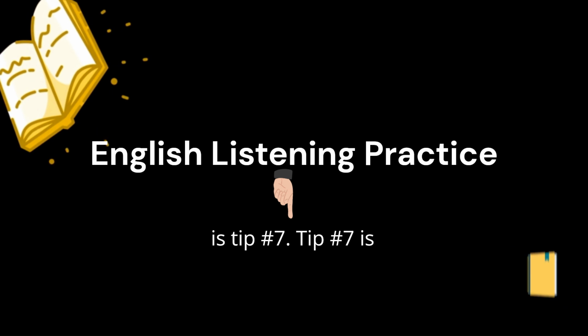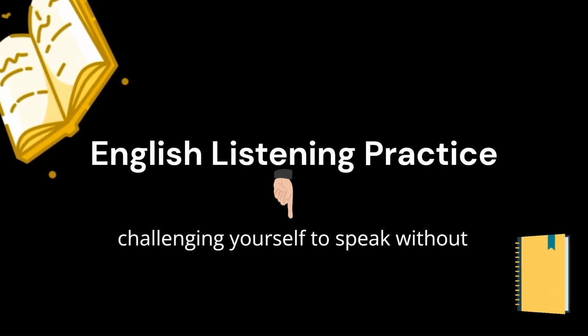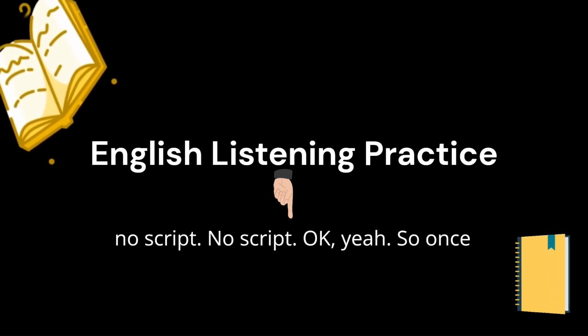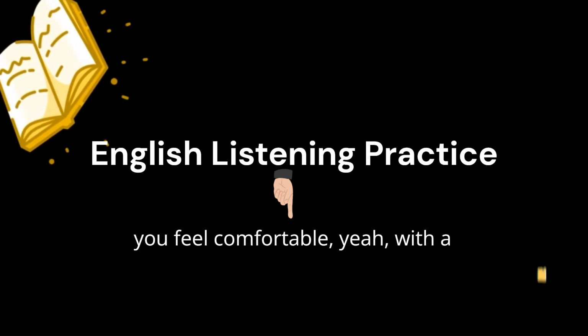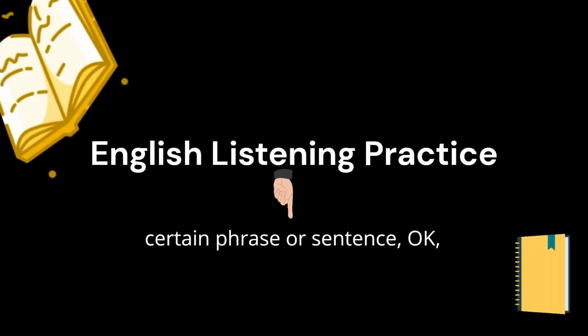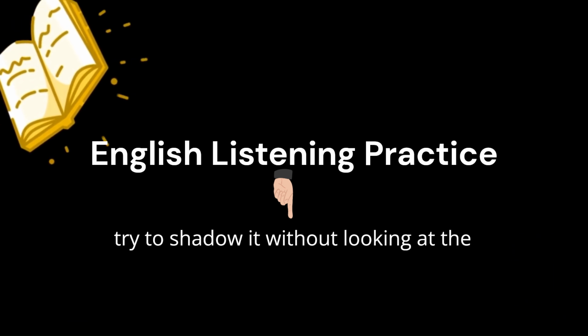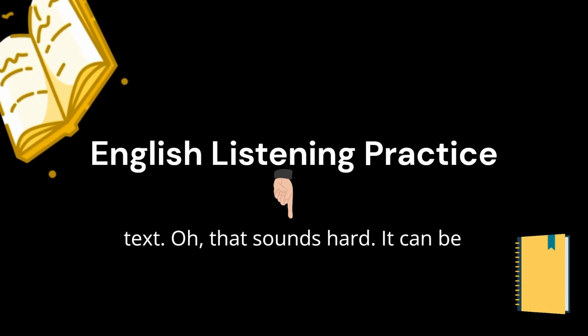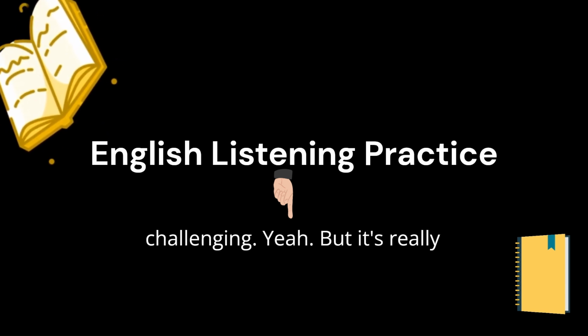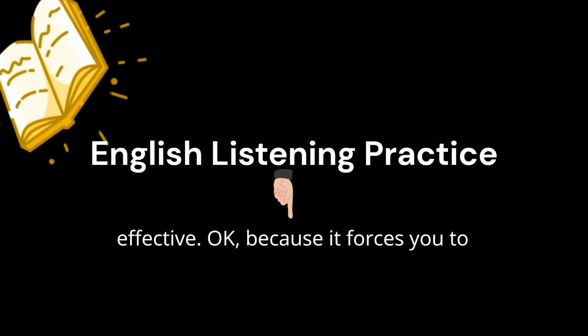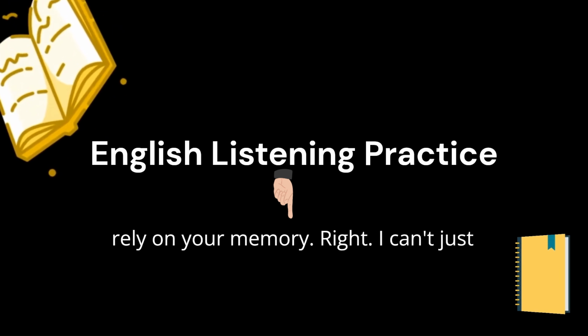Tip number 7 is challenging yourself to speak without reading. So like no script. No script. Once you feel comfortable with a certain phrase or sentence, try to shadow it without looking at the text. That sounds hard. It can be challenging, but it's really effective because it forces you to rely on your memory.